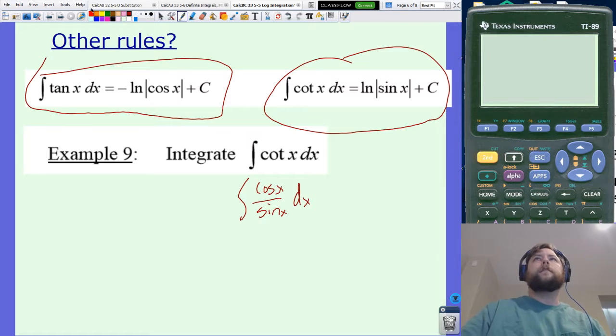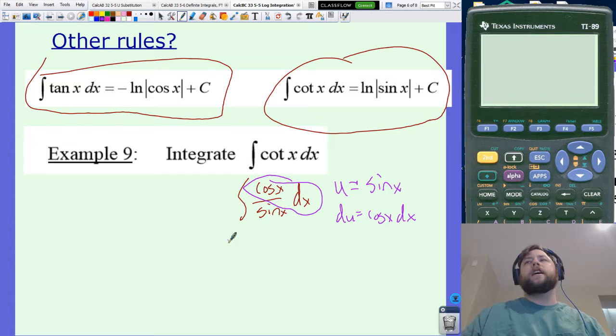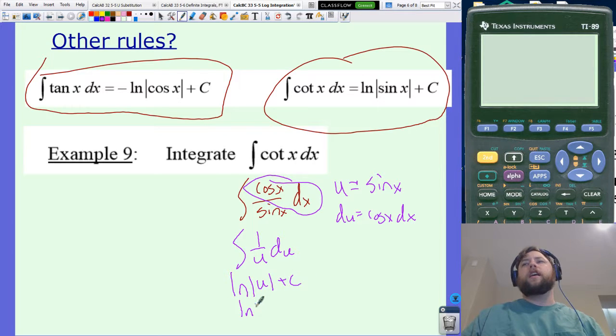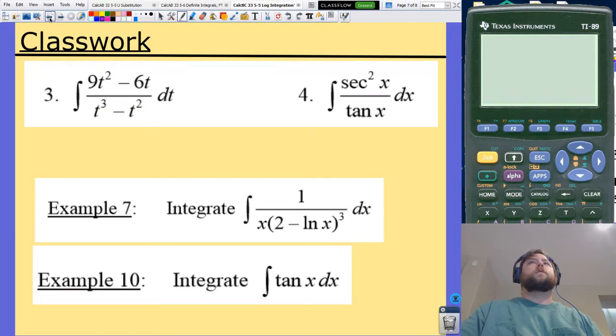All right, so this is just a u sub problem with logs. My u in this case is going to be sine of x. My du becomes cosine of x dx, and we have our cosine of x dx. When I sub in, I get the integral of 1 over u du, which we just learned is ln of the absolute value of u plus c, which is ln of the absolute value of sine of x plus c. Wow. That's the formula. Cool. We're done.